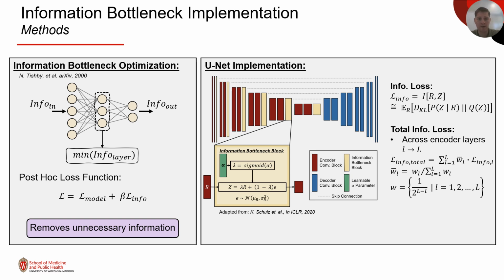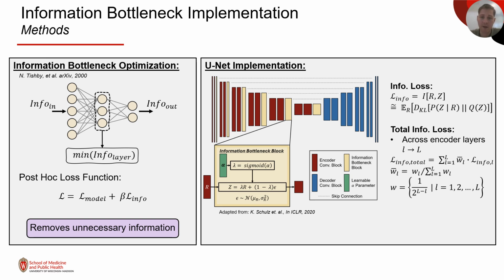So we implemented this on a U-Net model designed for segmentation, where after each model encoder layer, we placed an information bottleneck block. Within each of these blocks was the only learnable parameter in the model at this time, called alpha. Now this alpha parameter determined how much each individual feature was either preserved or replaced with noise via this interpolation function defined as z.